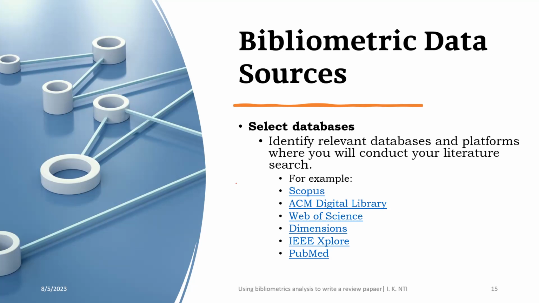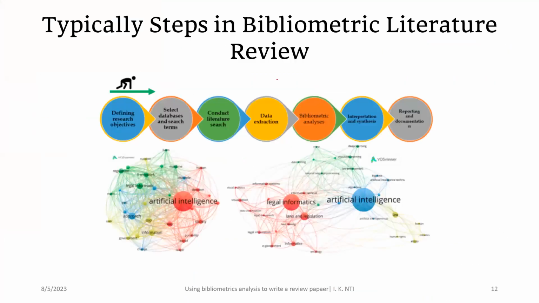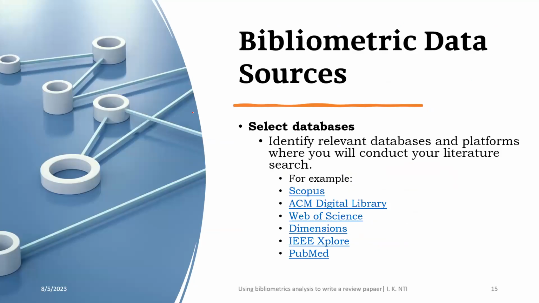So don't forget the steps. Let's go over the steps again so that we know where we came from and where we are heading. The first one we said is to define your what? Research objective. We have done that. The next one is to select your database. Why are you selecting Scopus and not Dimensions? Why are you selecting IEEE and not PubMed? You need to explain why.